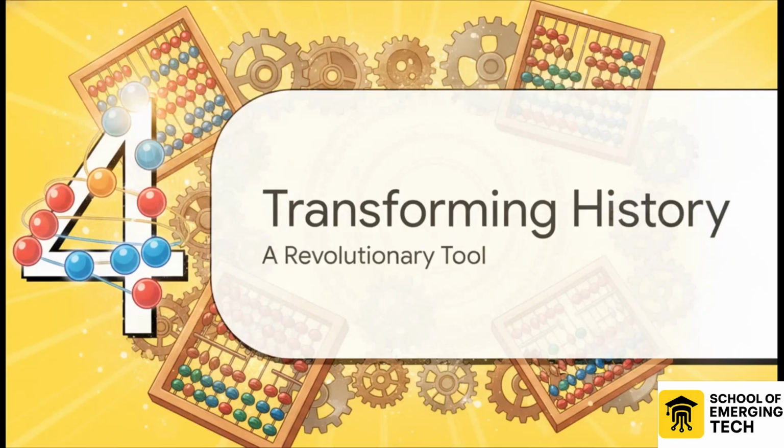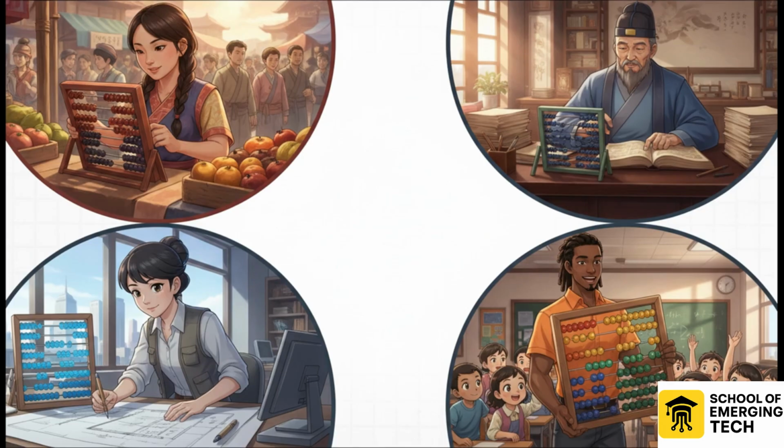Section 4. Transforming Trade and History. The historical impact of this device was massive. Merchants could finally calculate prices efficiently in bustling markets. Governments could collect taxes accurately across vast empires. Builders could perfectly measure materials. And schools could teach mathematics in a highly practical way. For centuries, it served as one of the world's most important educational tools, fundamentally transforming daily human operations.